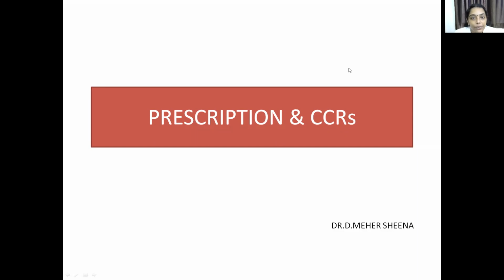So we have completed the theory part and then we've started prescriptions and CCRs. So this is our last prescription and 2 CCRs. We will discuss 1 prescription and 2 CCRs today. So coming to the prescription.